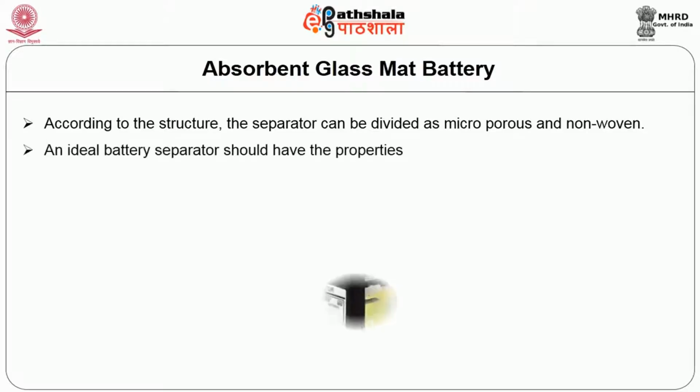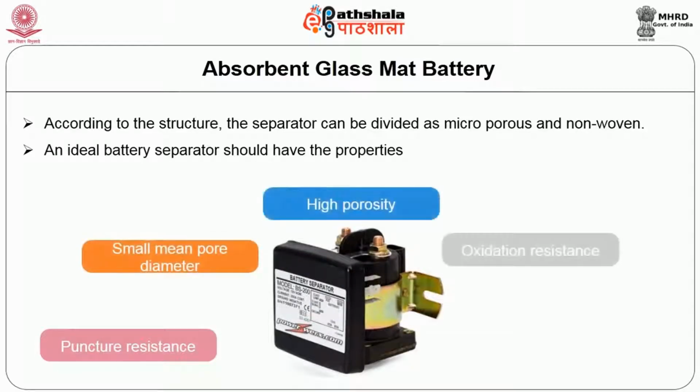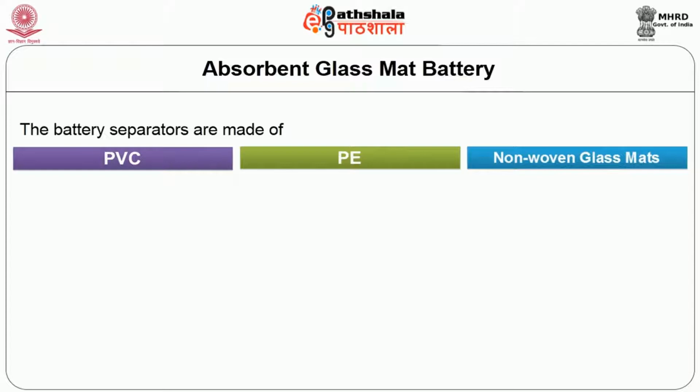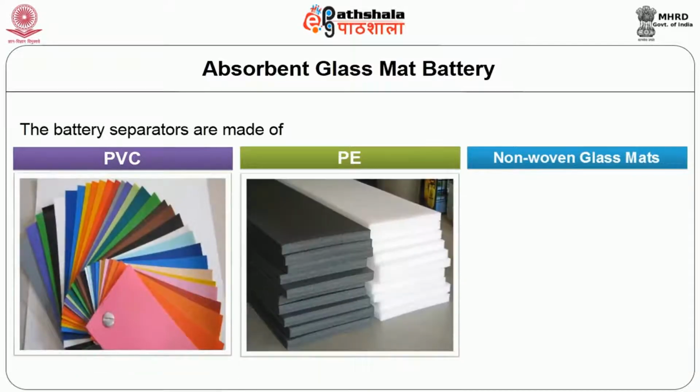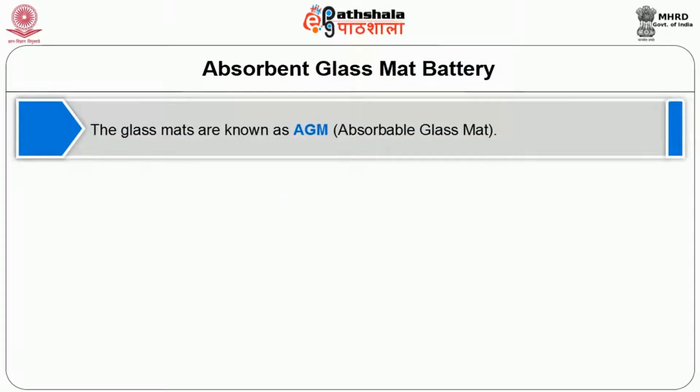An ideal battery separator should have the properties of high porosity, small mean pore diameter, oxidation resistance, punch resistance, thermal dimensional stability, and freedom from harmful chemical contamination and favorable voltage characteristics. The battery separators are made out of PVC, PE, and non-woven glass mats. The glass mats are also known as AGM.